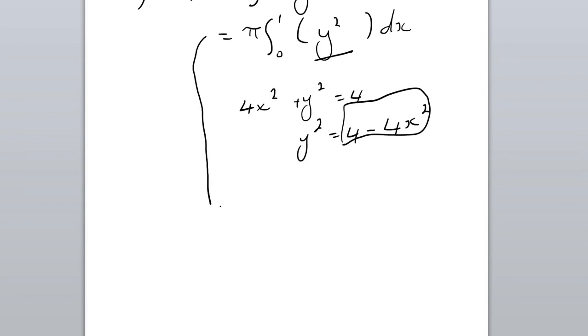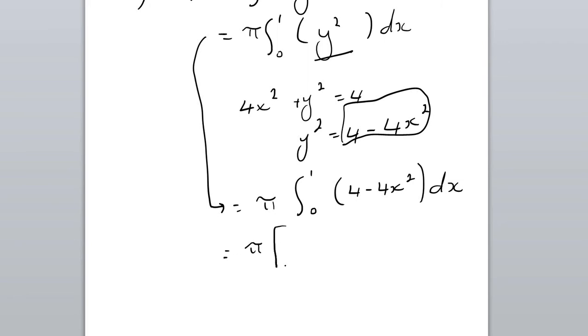So I'm just going to make an arrow here to continue. So this is equal to pi. I have my integral from 0 to 1, and in brackets 4 minus 4x squared, and I'm going to integrate this in terms of dx. This is equal to, and I still keep my pi outside, square brackets. Now if I want to integrate this, I will get 4x minus 4 over 3 x cubed, close my square bracket, and I have 1 and 0 for my bounds.